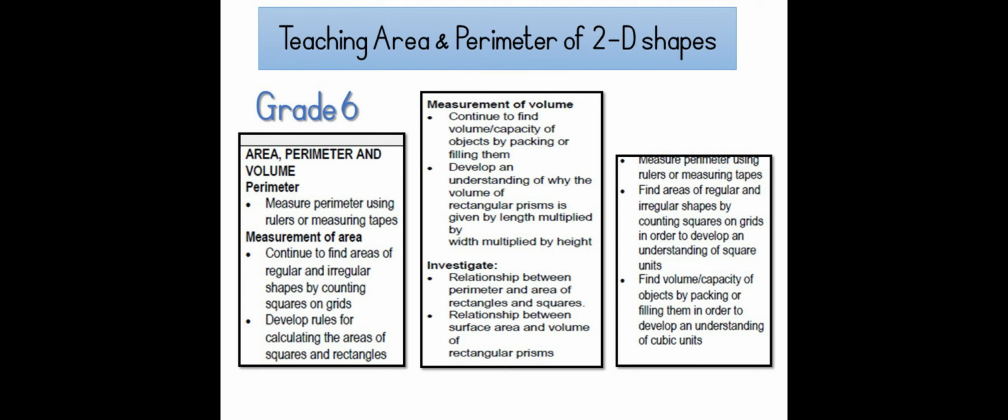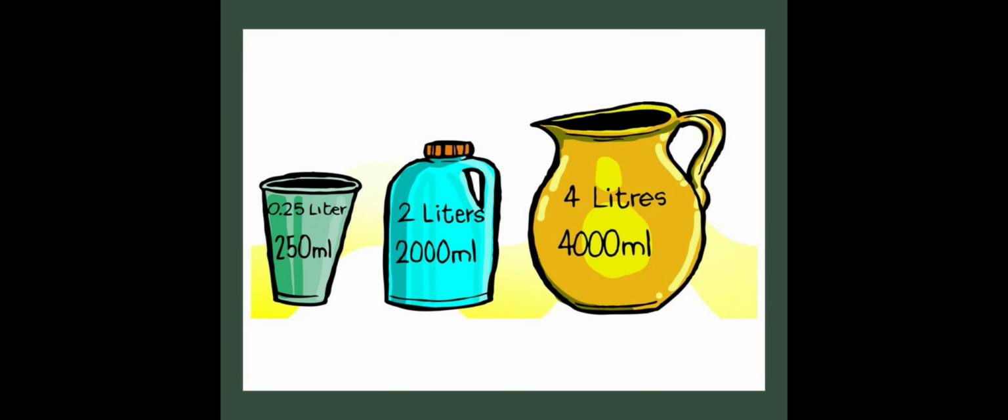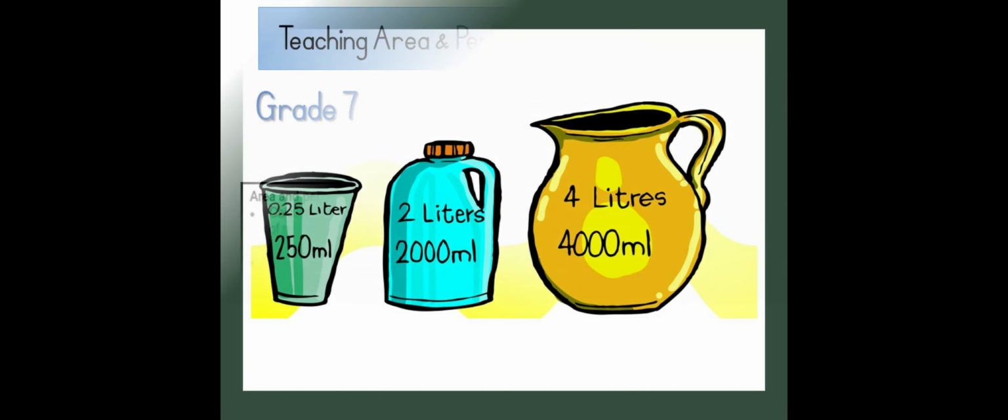In week 4 and 5 of term 4, grade 6 learners should spend 7 hours on learning about area, perimeter, and volume. In addition to revising what was learned in grade 4 and 5, the grade 6s are expected to be able to develop rules for calculating the areas of squares and rectangles. Our grade 6 learners should also practice finding the volume of objects by filling them. Doing this will help them develop an understanding of cubic units.